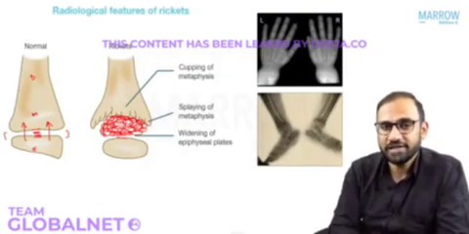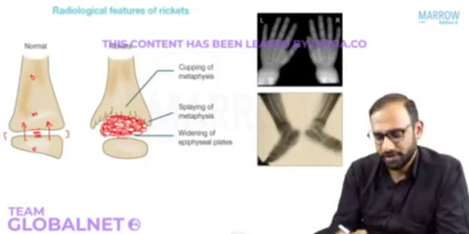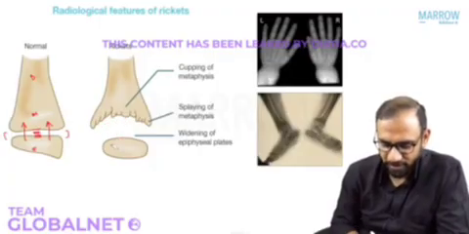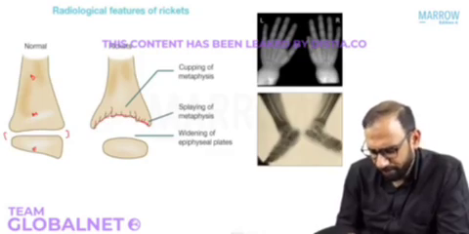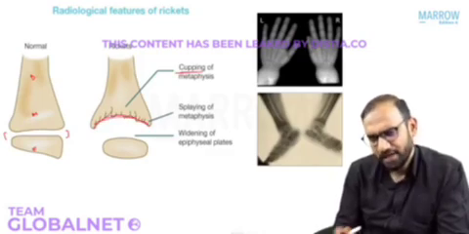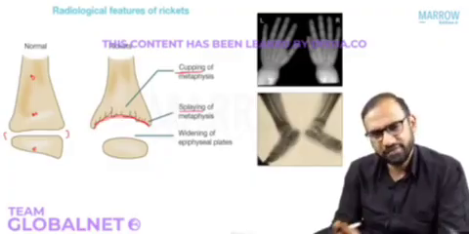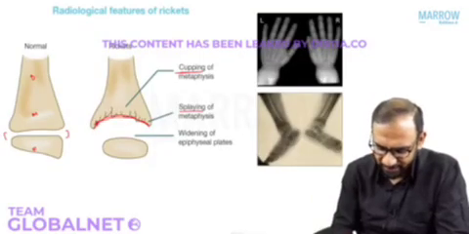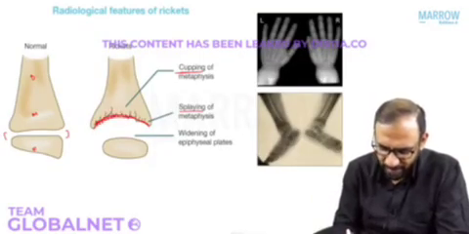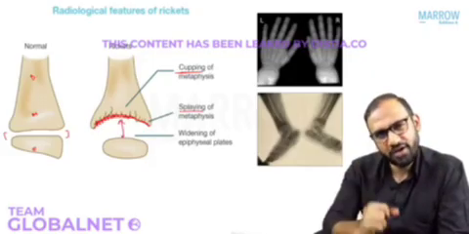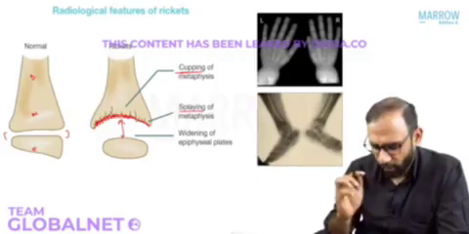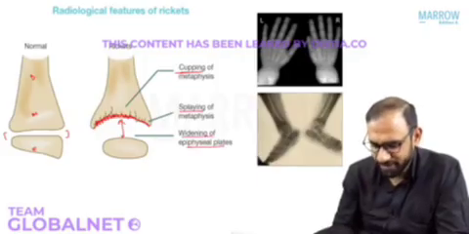And when you take an X-ray of this patient with rickets, what will you notice? You will notice that the metaphysis, compared to the normal side, has a lot of cupping, splaying, widening, and fraying. And the growth plate space on X-ray is widened. Widening of the growth plate or the physeal plate.